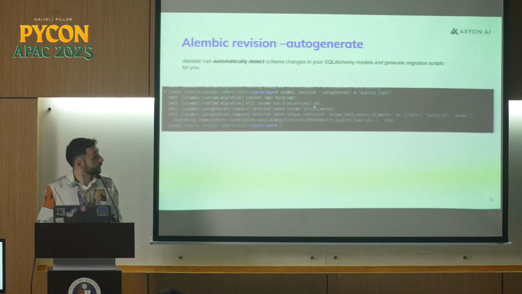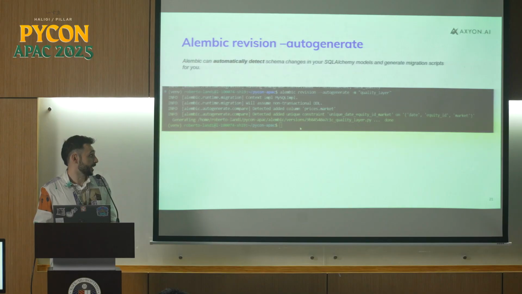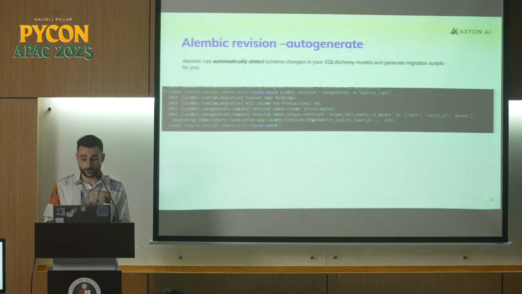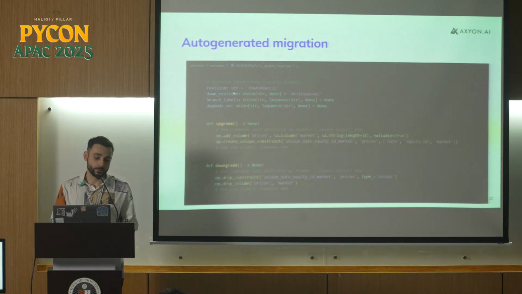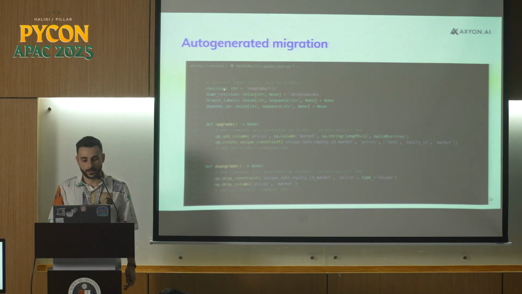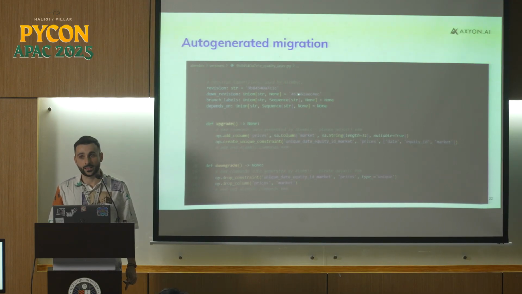we can see that on the table prices, a new column called market has been detected, and also a unique constraint has been added. And finally, again, we have a new file in our versions folder. So let's review this file. This time we can see that, well, we have a new revision ID, of course, and the down revision is exactly the same that we were referring to before.